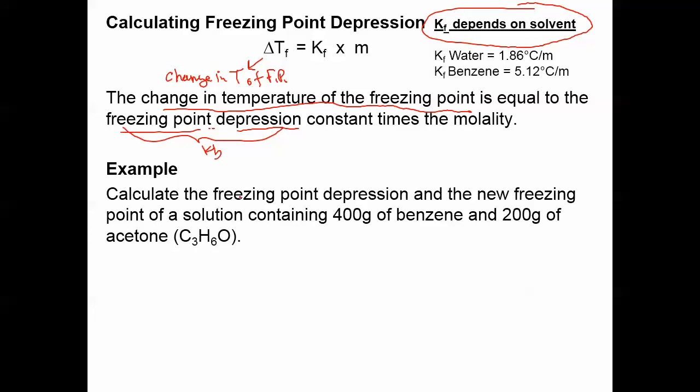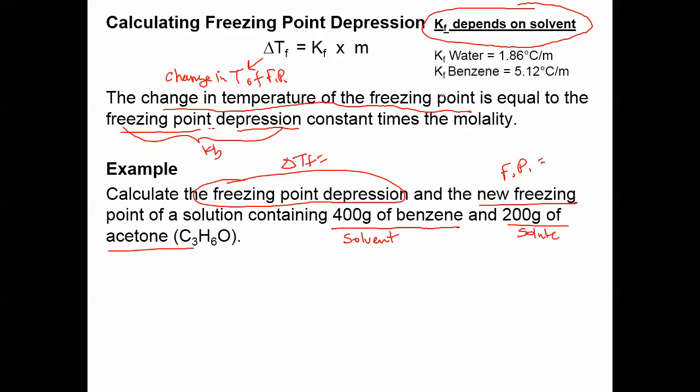So it says calculate the freezing point depression and the new freezing point. So 2 things, the freezing point depression, which is delta Tf, and the new freezing point. This is based on a solution that has 400 grams of benzene and 200 grams of acetone. This is a weird solution, and it doesn't say what is dissolved in what, but if you remember, this number is larger, so this is going to be the solvent, and this number is smaller, so this will be the solute.